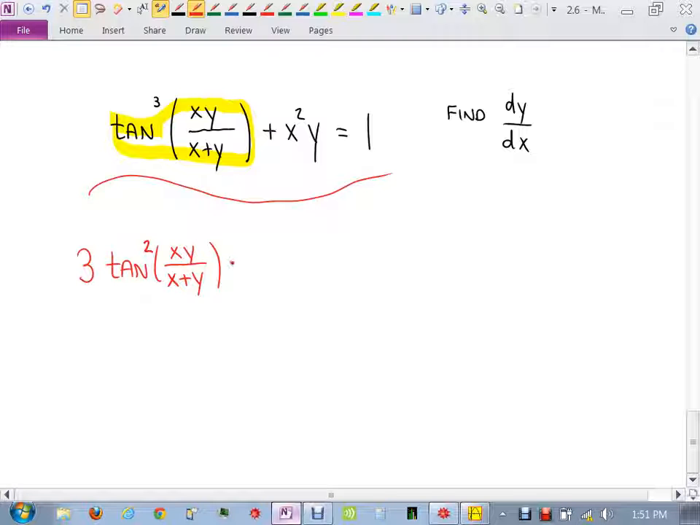Now, times. I have taken care of the 3. The next thing I have to look at is I've got tangent of some junk. The blue is my junk now. What's the derivative of tangent of blue?